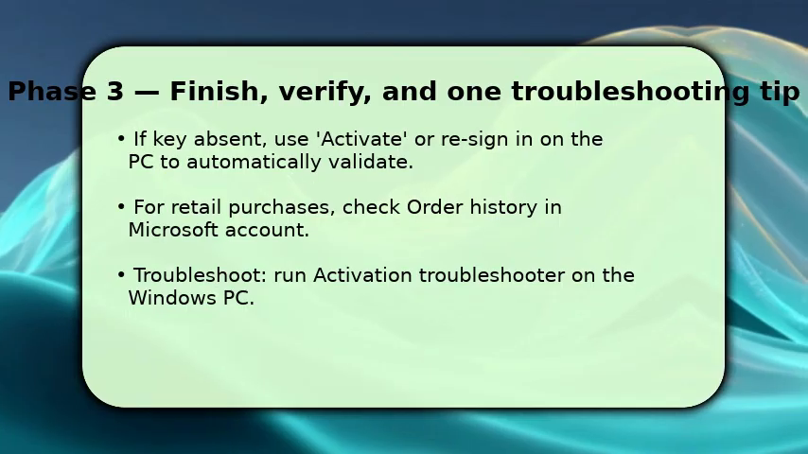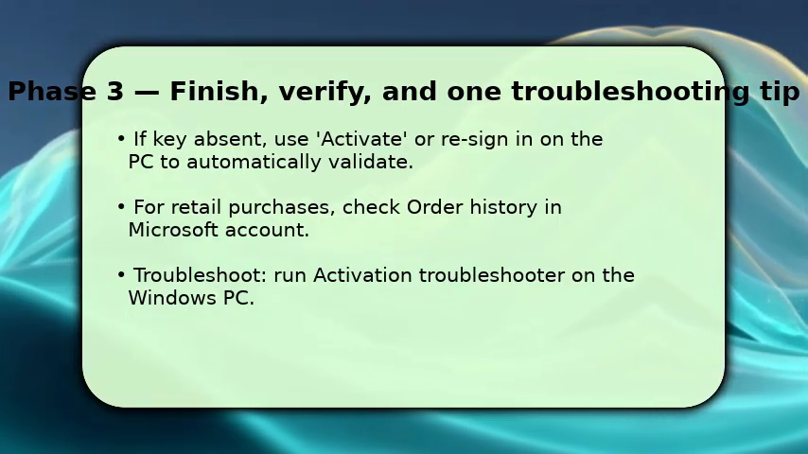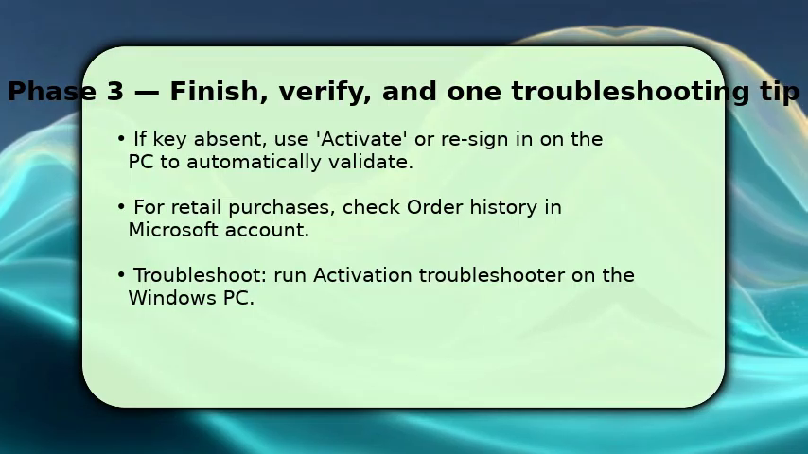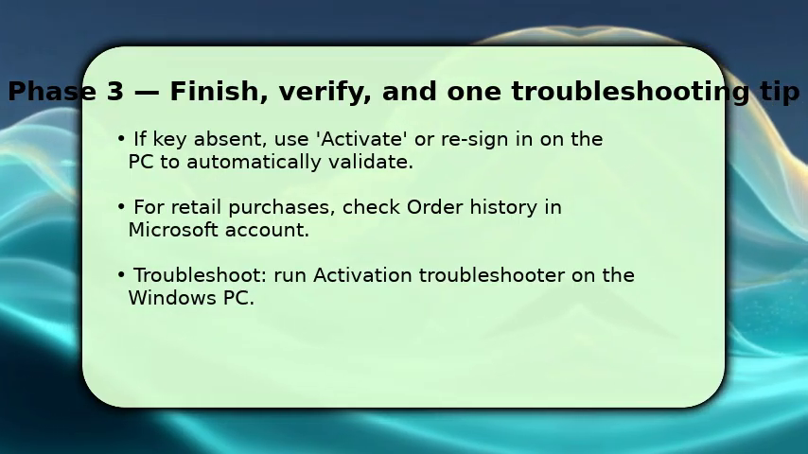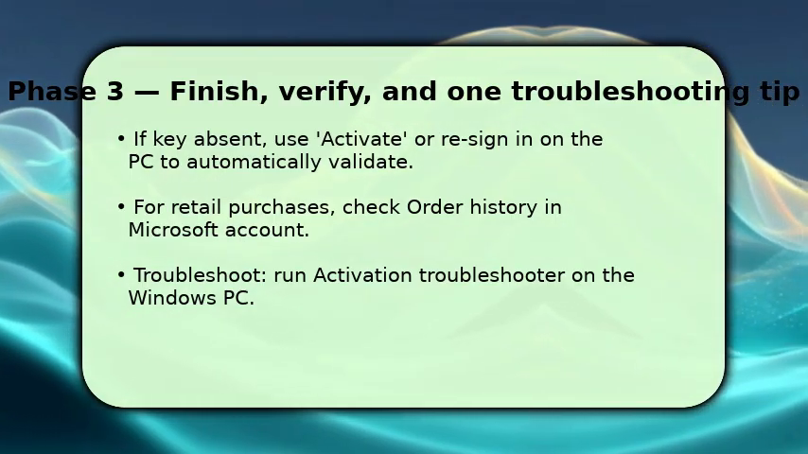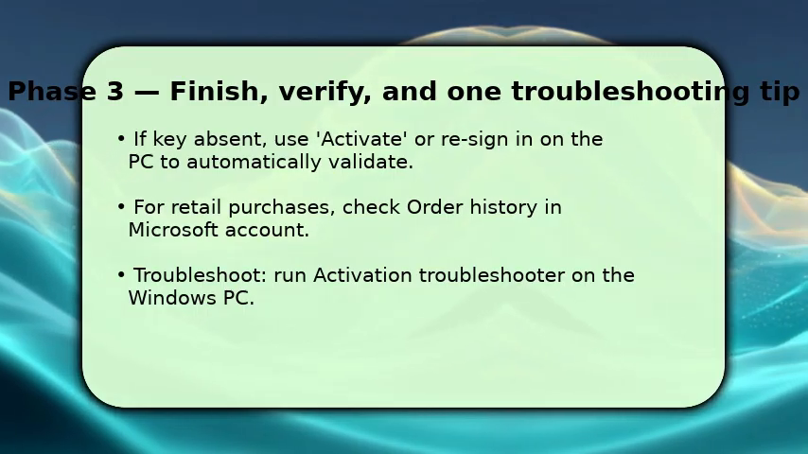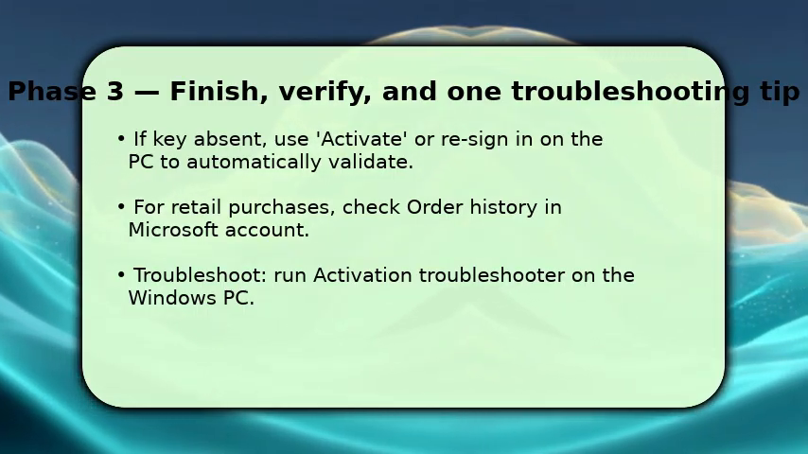If you bought Windows Retail, check order history in the account for a key. If activation fails, run the activation troubleshooter on the PC. It often reconnects the digital license. If still blocked, contact support with purchase details.